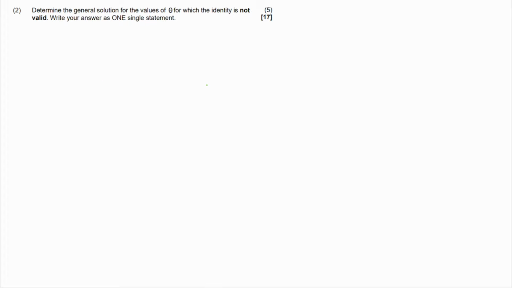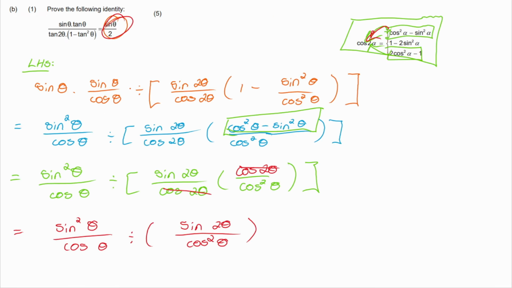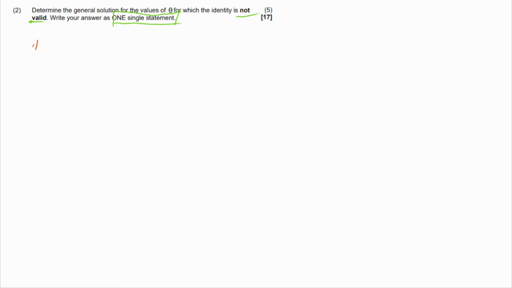They say determine the general solution for the values of theta for which the identity is not valid. So not valid, and then write your answer as one single statement. This is important. When it is not valid is when we're going to be dividing by 0. So when are we dividing by 0? When this thing is equal to 0 or this thing is equal to 0. When tan 2 theta is equal to 0, that is the one case where the identity is not valid. So let us solve for this one.